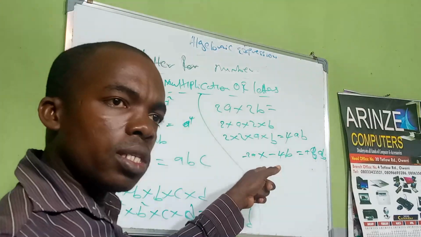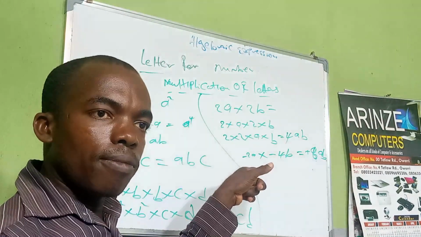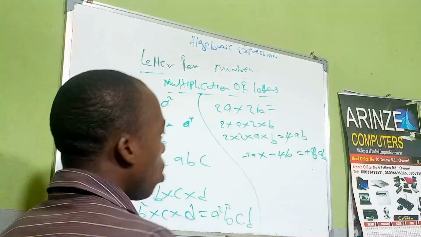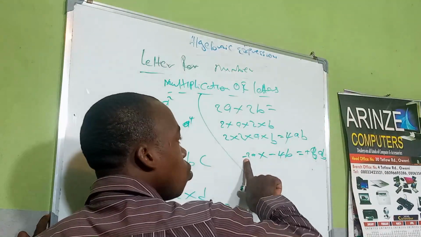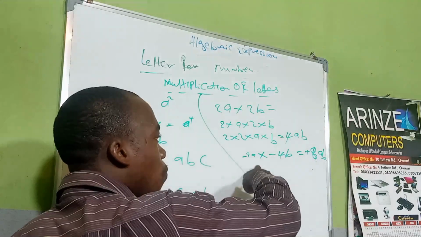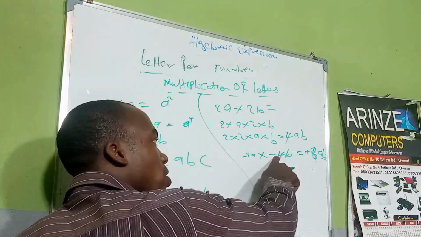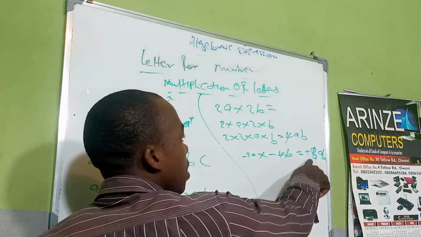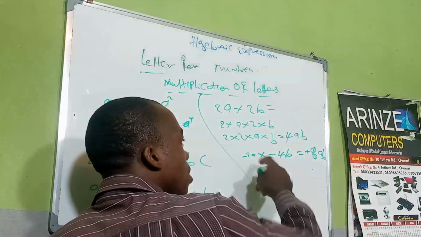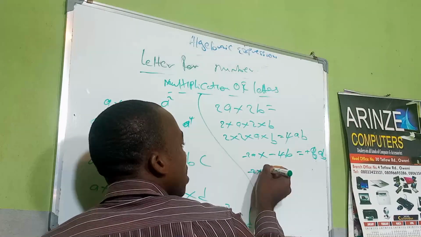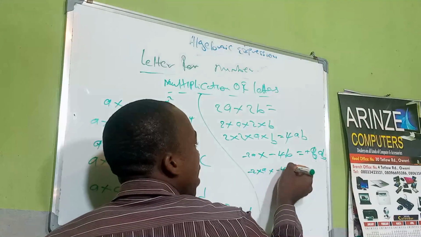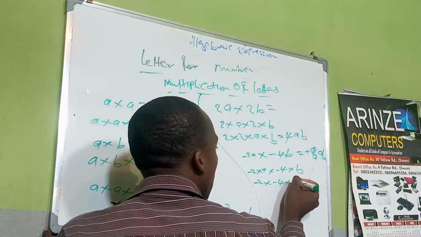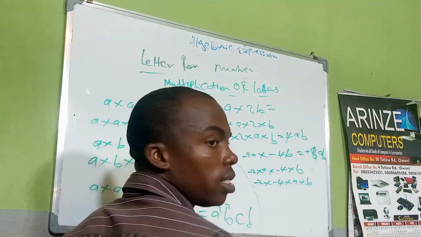Do you understand how we got this? First of all, we have to solve for the signs. Minus times minus is what? Plus. Then 2 times 4 is what? 8 times A. This is what I'm saying: minus 2 times A times minus 4 times B. That's what we just did here.